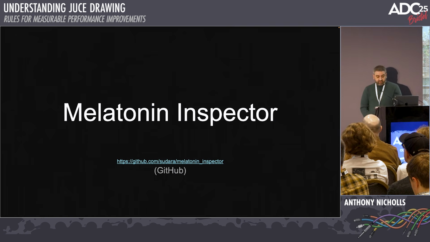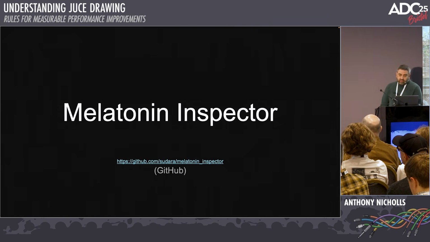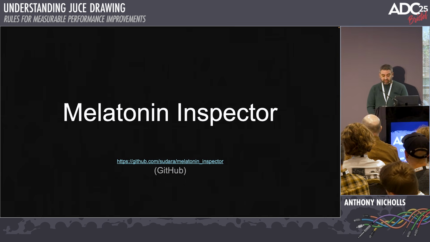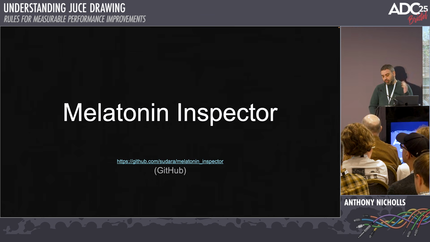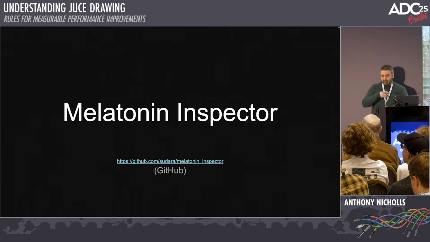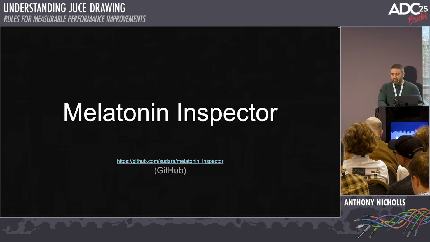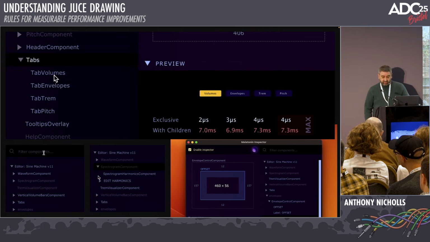Another tool from Sudara as well is the melatonin inspector. I know a lot of people have been using this, and it's a very useful tool, not just for measuring performance. It does have some stuff for that, but also for seeing your whole component hierarchy and being able to adjust certain things, to get a feel for how you could make certain changes without always having to change the code, so you can get some ideas early on. It's also useful for accessibility, a bit like the Accessibility Inspector, or Accessibility Insights, I think it is on Windows. So again, some examples of that.